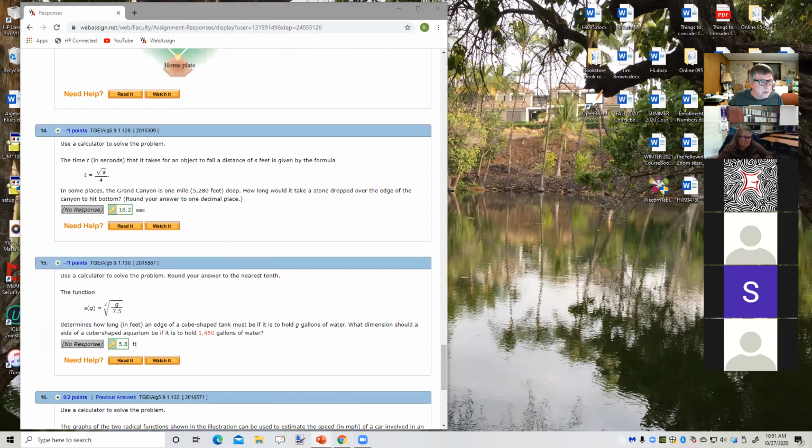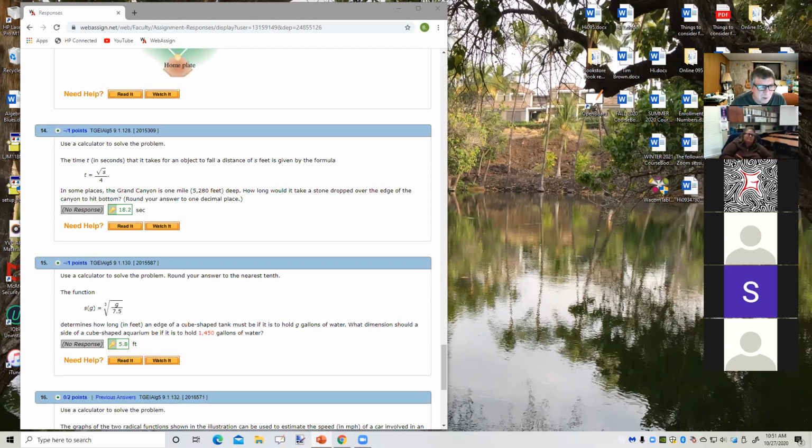So it says use a calculator to solve the problem. The time t in seconds that it takes for an object to fall a distance of s feet is given by the formula t equals the square root of s over 4. In some places, the Grand Canyon is 1 mile or 5,280 feet deep. How long will it take a stone dropped over the edge of the canyon to hit the bottom?